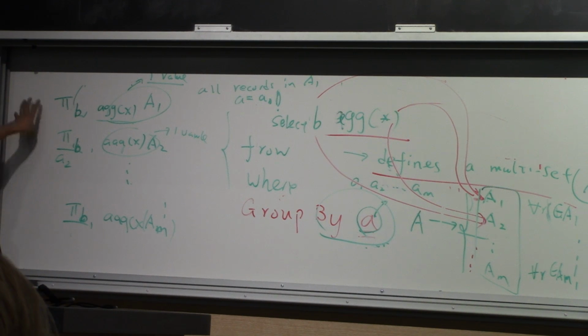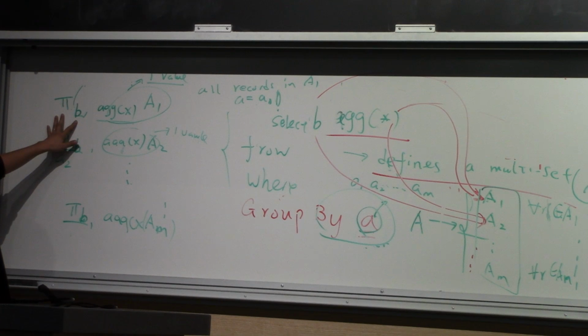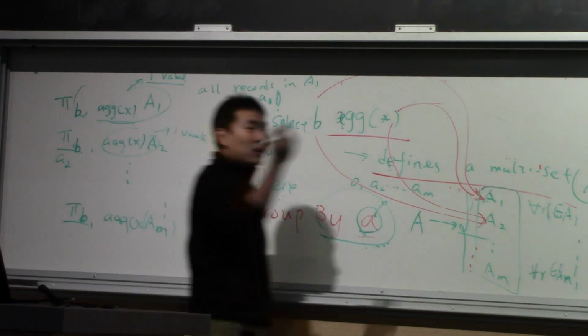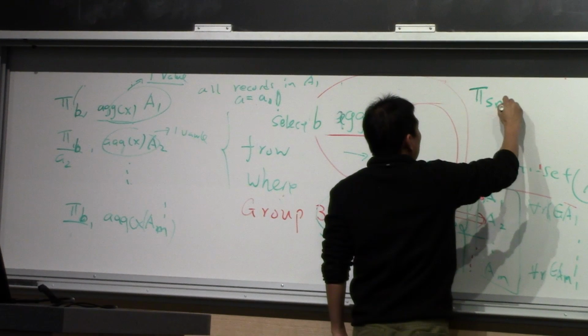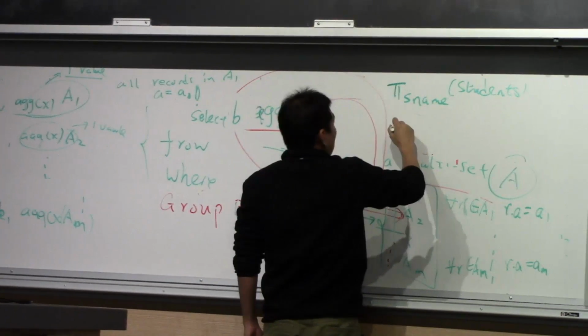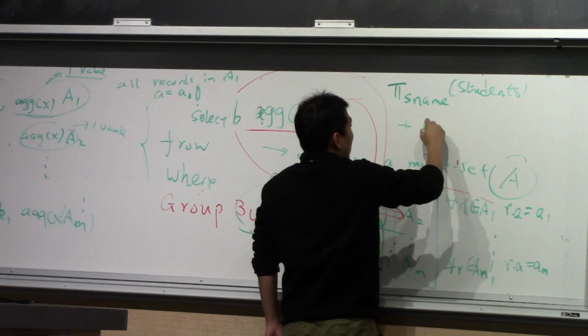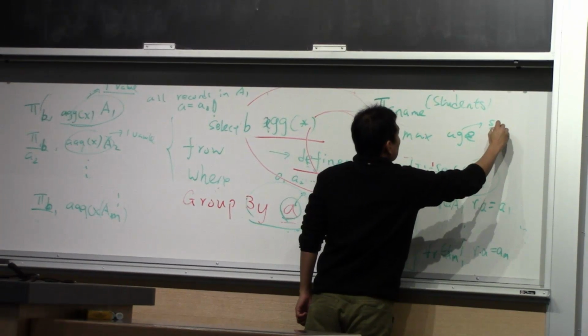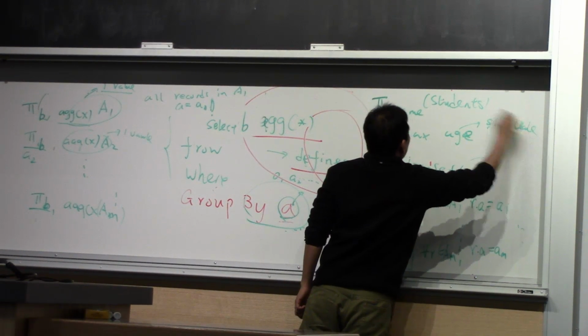Can someone tell me what problem we run into if we do this? It's the same problem as what we have here. Yes, you've got a set for this projection over B, and you have a single value for aggregation. It's just like what we're doing here: project out the student name over student, and we pair that with a single value, which is the max age.